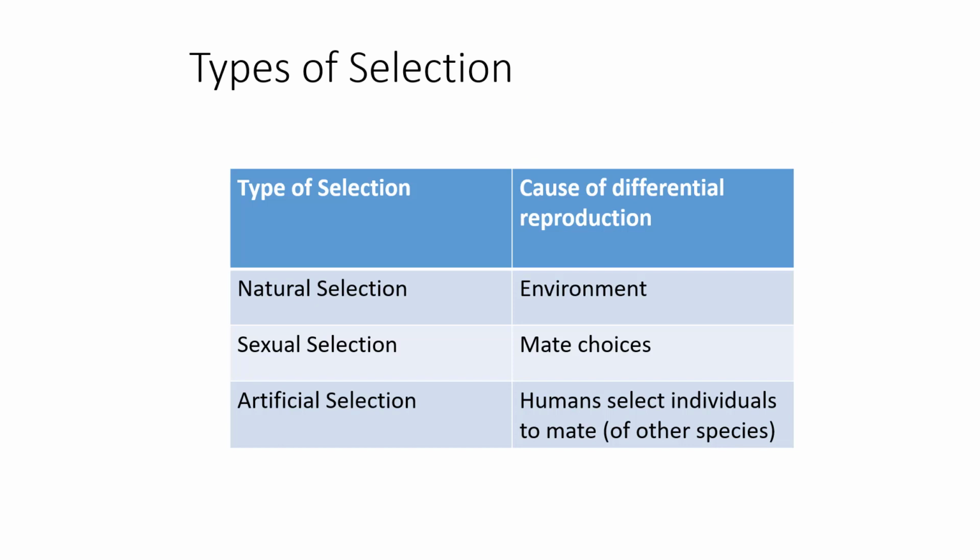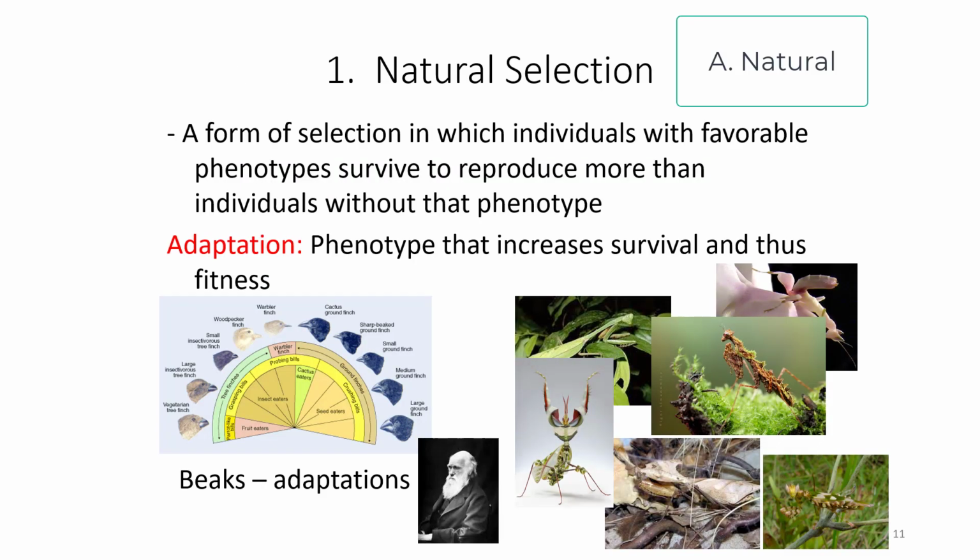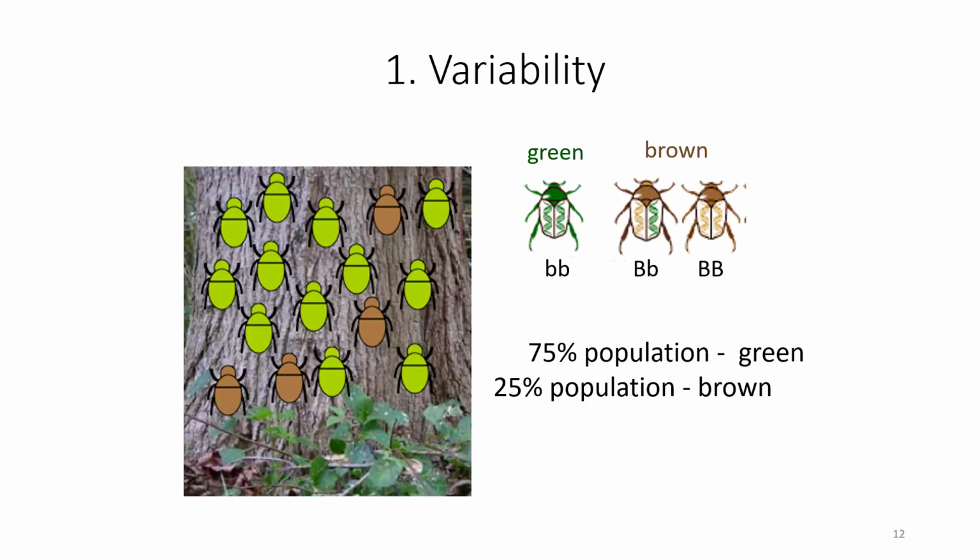These are dealing with the causes of why they are having differential reproduction. In natural selection, it's the environment that makes the selection. In sexual selection, it's mates that make the selection. And in artificial selection, it's humans that are making the selection. So natural selection first. It's a form where individuals are more adapted to their environment, resulting in things called adaptations. The adaptations are the phenotypes that increase survival and thus will increase the fitness of the individual that has that adaptation.